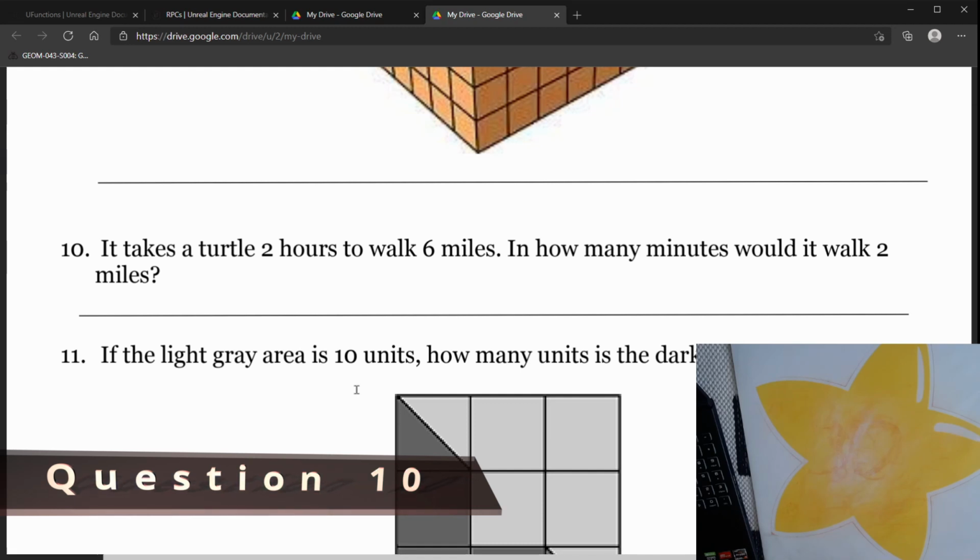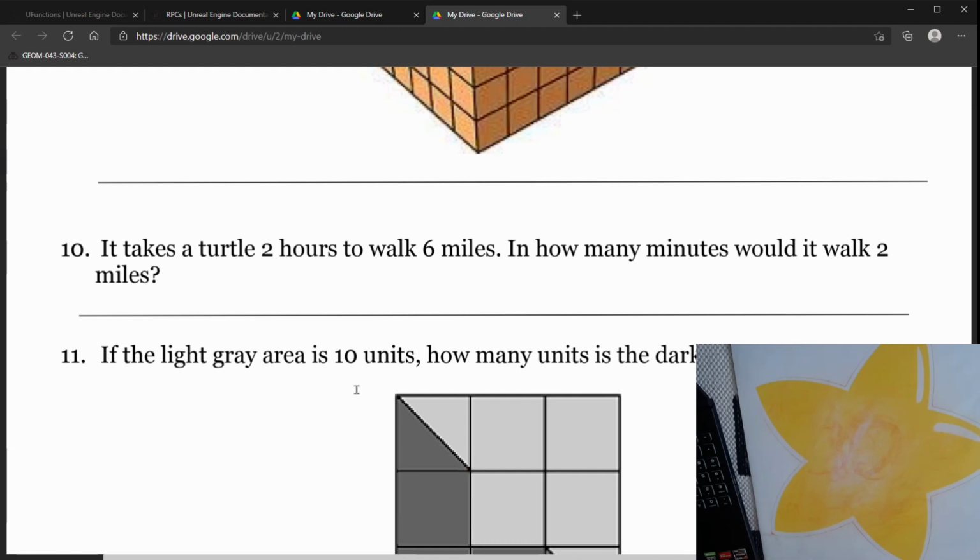Okay, number 10. It takes a turtle 2 hours to walk 6 miles. In how many minutes would it take for it to walk 2 miles? So we would need to convert these into minutes. So 1 hour equals 60 minutes. So 2 hours equals 120 minutes. So 120 minutes for 6 miles. And then we have how many minutes for 2 miles. And we would cross multiply. And so 120 times 2 equals 240. And then we would do 240 divided by 6. And we would get 40. So 40 would be our answer.